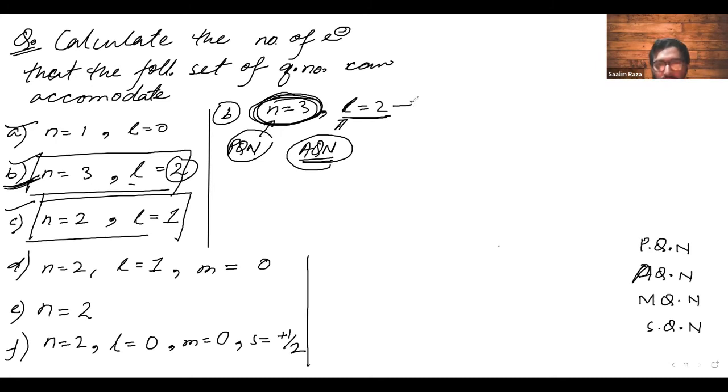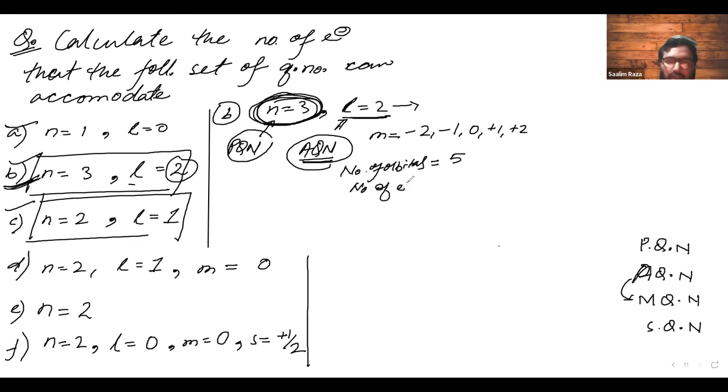And to move forward, what we have to write? We have to calculate the magnetic quantum number. And so we will write m is equal to -2, -1, 0, plus 1, and plus 2. And number of orbitals is equal to 5. So number of electrons is equal to what? 2 into 5, that is equal to 10.